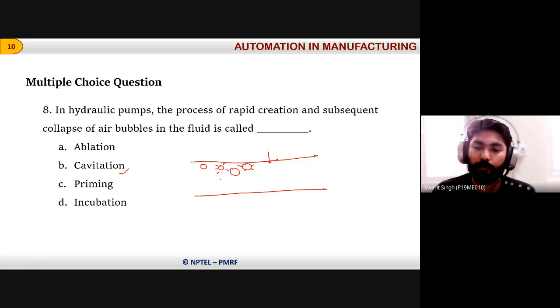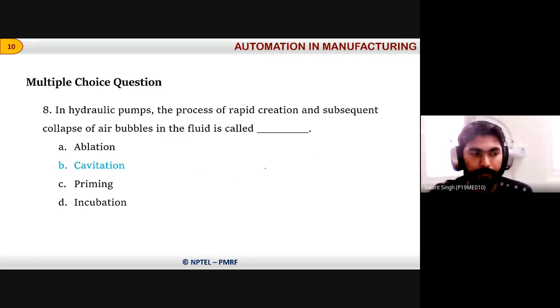Okay, so we usually try to avoid this cavitation whenever we build a hydraulic system, or make some arrangement for flowing the fluid. We try to discard the possibilities of creation and collapse of these air bubbles. So the answer is obviously cavitation.